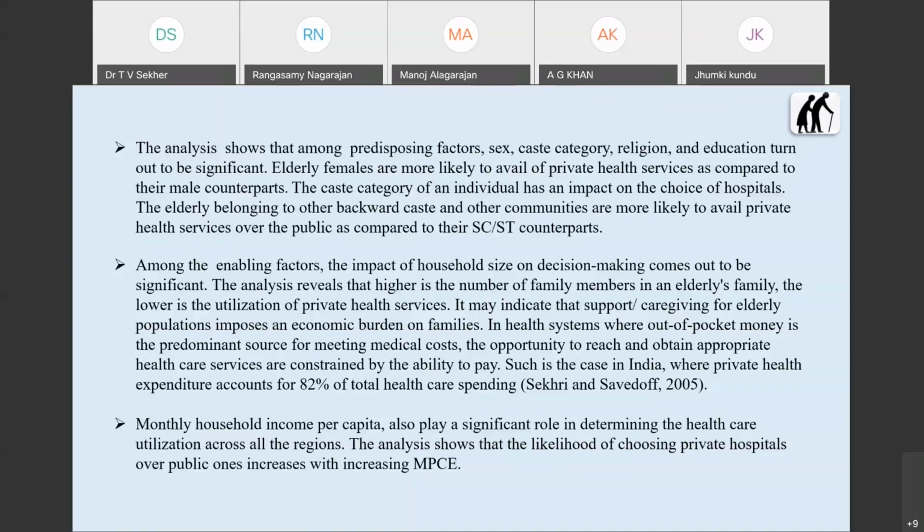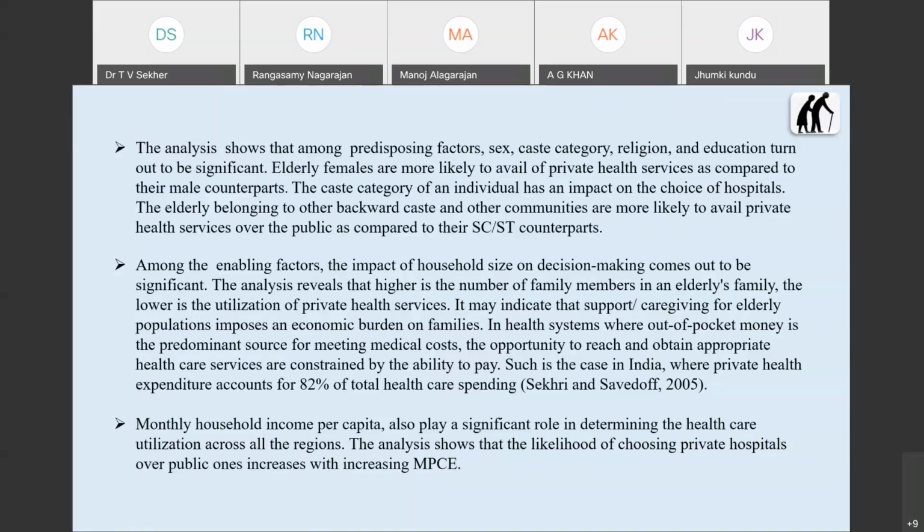In a health system where out-of-pocket money is one of the most predominant sources for meeting medical costs, the opportunity to reach and obtain appropriate healthcare services is constrained by the ability to pay. And my study findings also reflect the same thing: elderly people having a lot of family members tend to prefer public health facilities over private because of financial reasons.